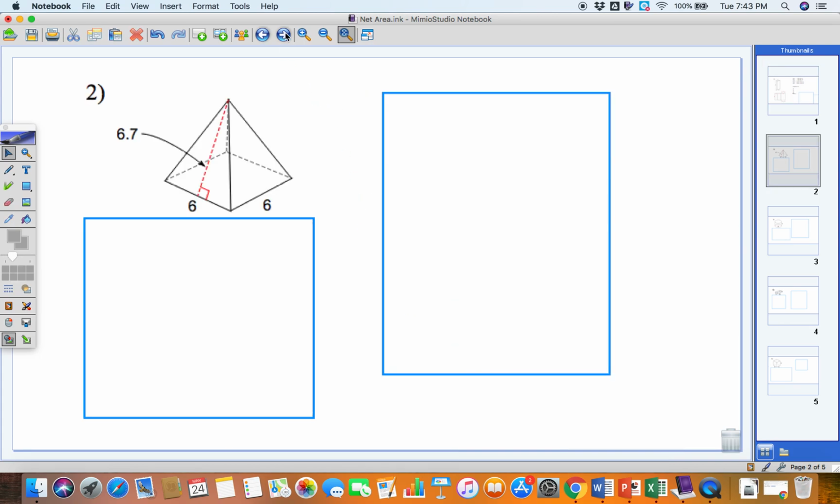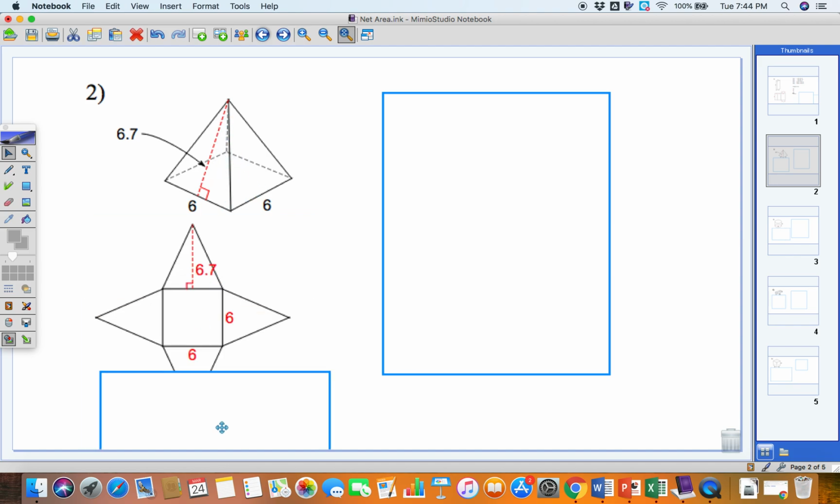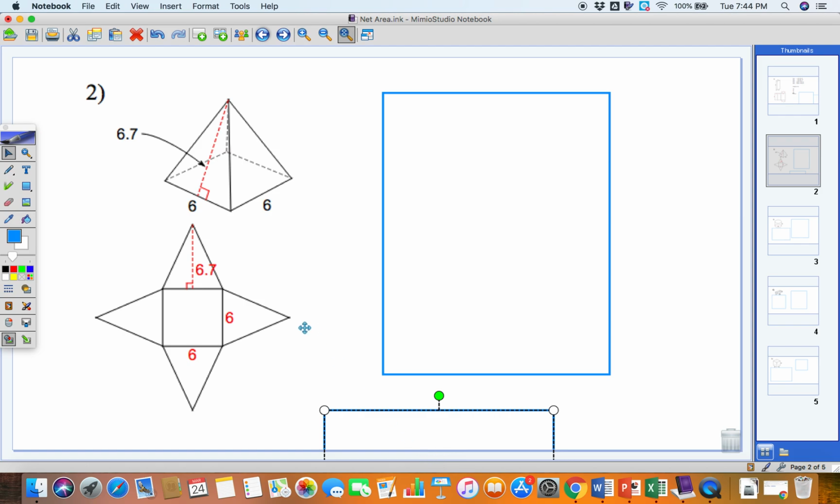So now we're going to look at a square pyramid. Again, on these, we are going to look at the net first with all of the measurements. I can tell it's a square pyramid because both of these numbers are the same, which means the base has to be a square. And then the triangle faces tell me it has to be a pyramid. So we have a square pyramid. So we have that net here.